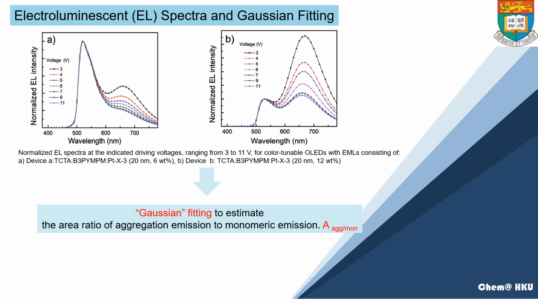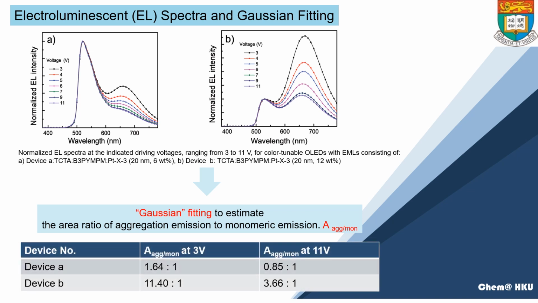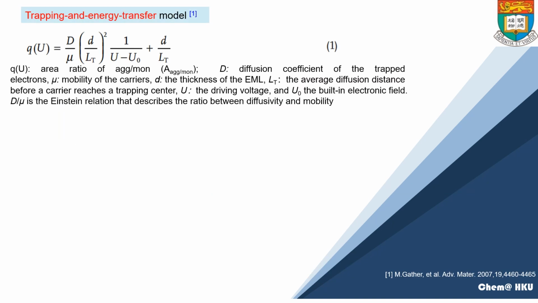Then we use Gaussian fitting to estimate the real ratio of aggregation emission to monomer emission. We find that device B has wider color tuning range. Then we use the trapping and energy transfer model to verify our hypothesis. The formula is as follows. I just simply show it to you.